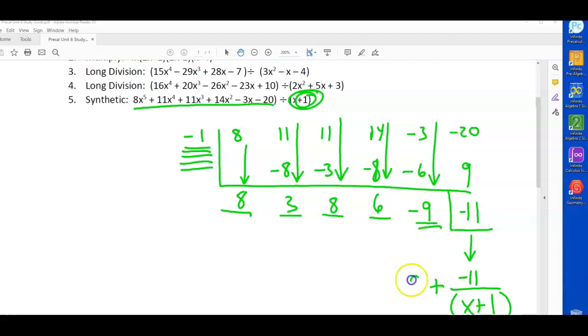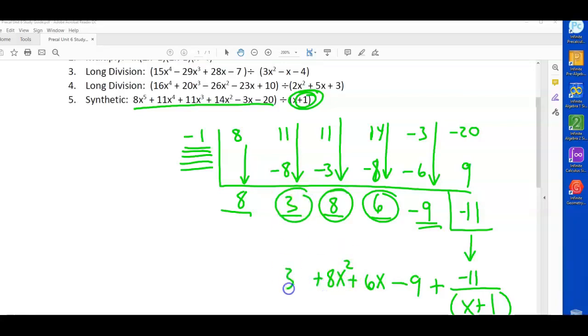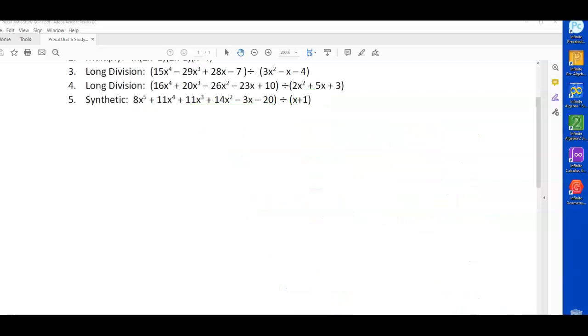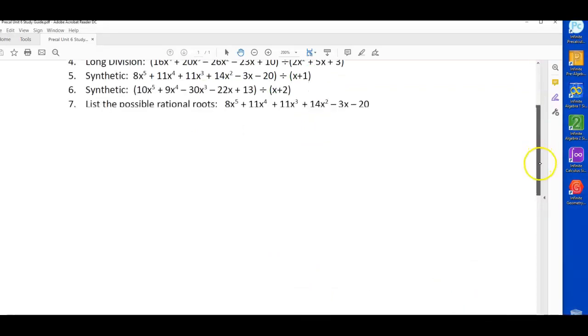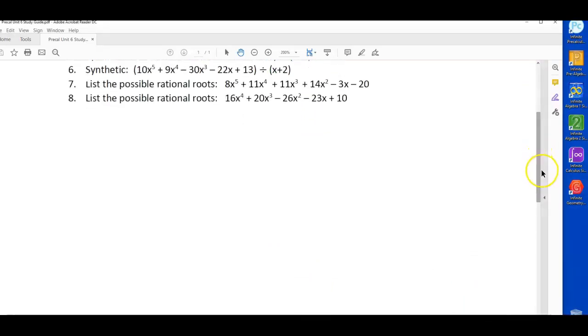This number here represents your constant. This number here represents your term with an x. This one here represents your term with an x squared, and so on. Okay, and there's our final answer. And that is synthetic division. And I will leave number 6 for you guys. Let's move on to number 8.